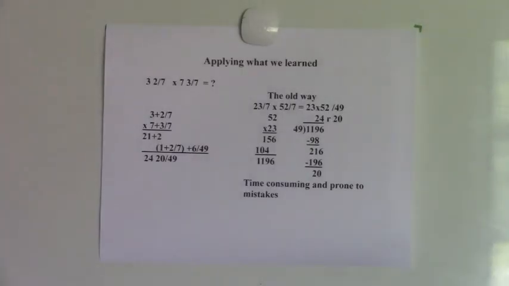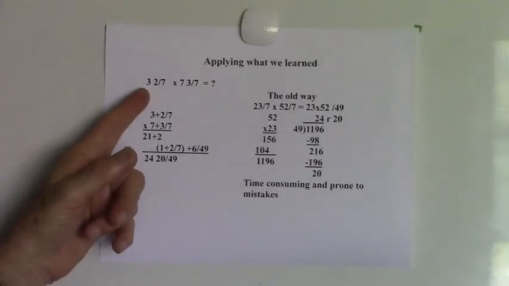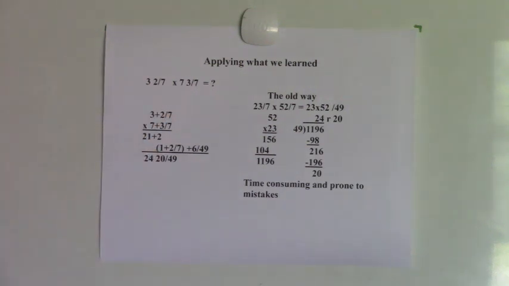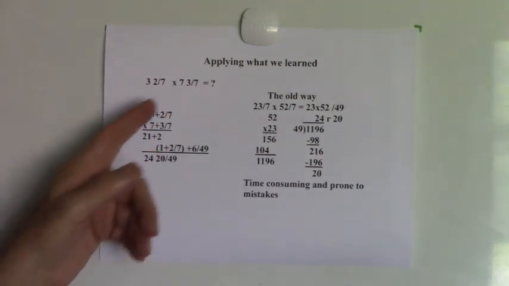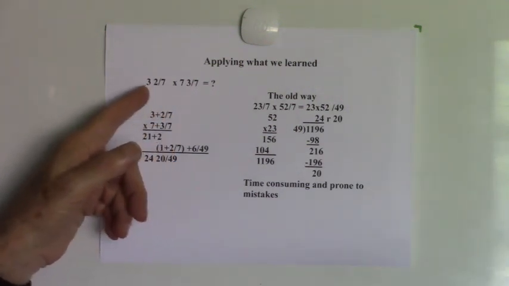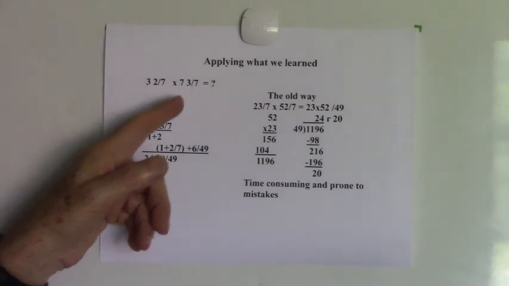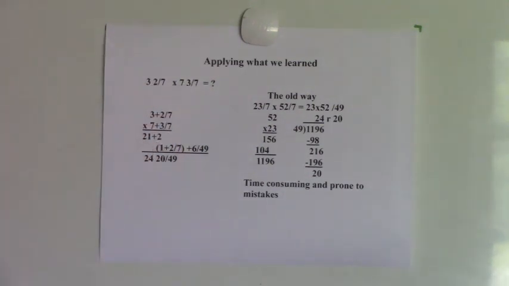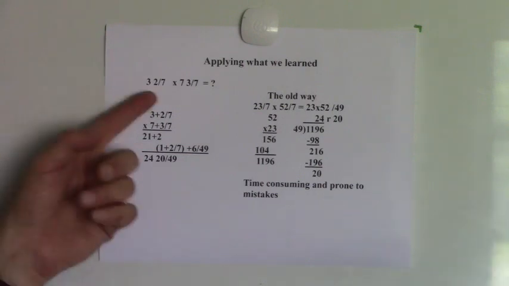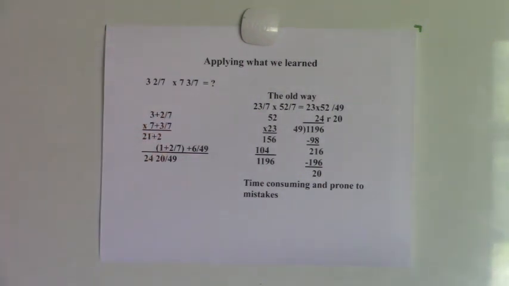Okay, let's apply what we learned. I want to multiply 3 2/7 times 7 3/7. One common mistake kids will make is they'll multiply the 7 times the 3 and get 21, and multiply the 3/7 times the 2/7 and get 6/49. Because in adding, you would add the integers and you would add the fractions. But we have to remember the distributive property.